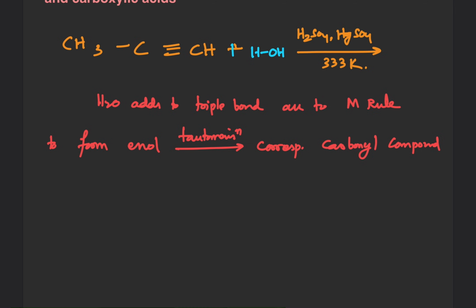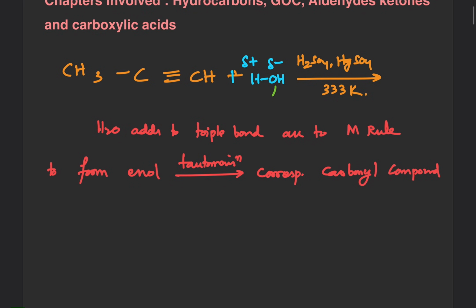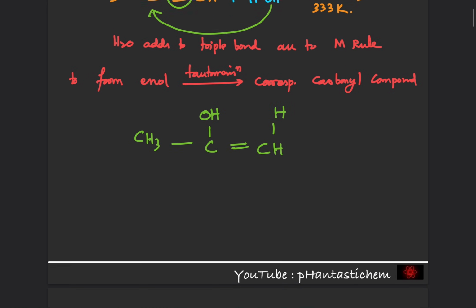So I can write this H2O as HOH. OH is the negative part, H is the positive part. According to Markovnikov's rule, we know that the negative part of the reagent, that is OH, goes to the carbon with less number of hydrogens. So OH will come to this carbon, and the positive part of the reagent will go to the carbon with more number of hydrogens. Showing arrows, OH will come to this carbon, H will come to this carbon. So we will get CH3C(OH), and the triple bond will be converted into a double bond, CH and H. So this is our enol.